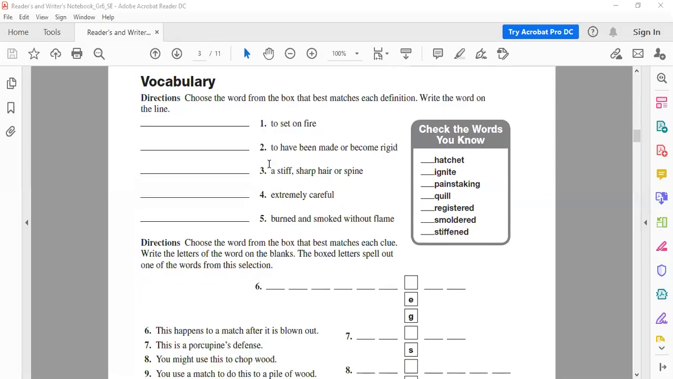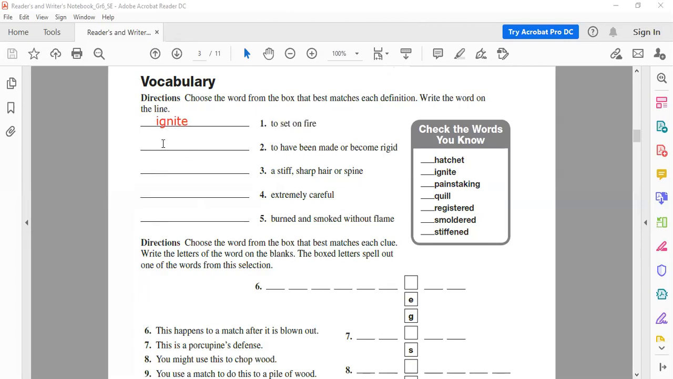Okay, my girls, this is the page I want you to open. So it's 180. These are the words that we have: hatchet, ignite, painstaking, quill, registered, smoldered, and stiffened. Now choose the word that goes with the right definition. The first one is: to set on fire. Ignite. Excellent. So to set on fire is to ignite a fire. So use the word ignite.